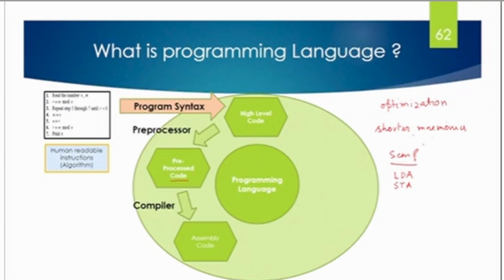Let's say I am running my program in an Intel Pentium machine, and then I move to some other machine like IBM or anything. What will happen? The high level code and pre-processed code you do not need to change. But let's say you have generated the assembly code on the Intel machine, then you cannot use that assembly code directly on some other type of machine, because these short mnemonics are specific to the architecture of the processor and machine.